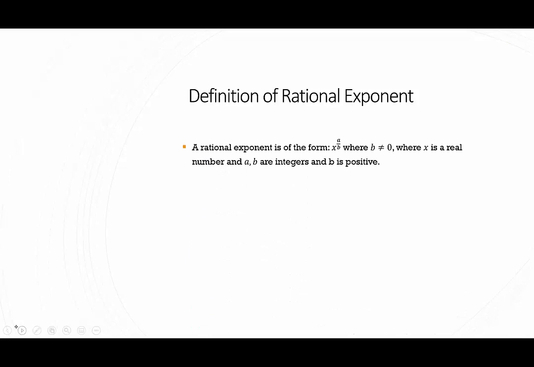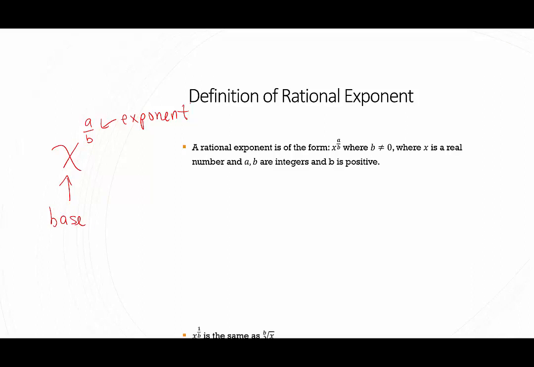Okay, so let's look at the definition of a rational exponent. A rational exponent is of the form x to the a over b. So just to rewrite that, because this program isn't the best about this, this is where a over b is the exponent. So x is the base, and the exponent is a over b. Okay, so that's what it looks like. And then we have some restrictions. x is a real number, a and b are integers, and specifically b has to be a positive integer. So a little bit going on with b, but it must be a positive integer.